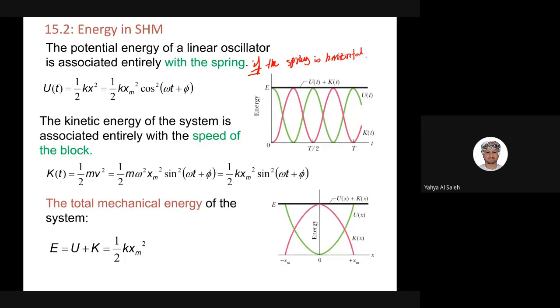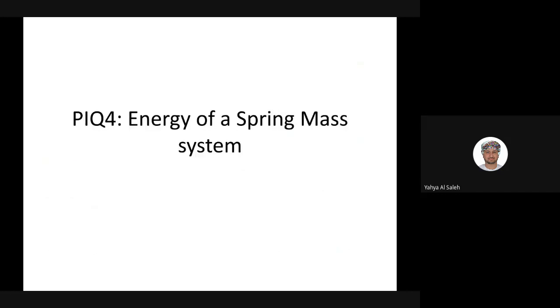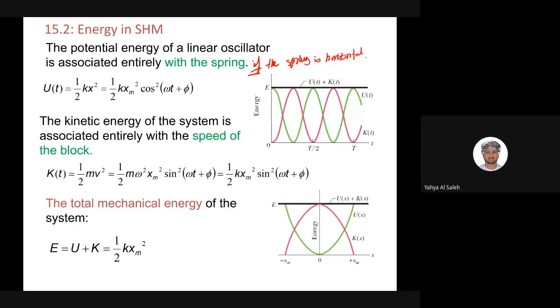What is cosine squared plus sine squared? Just one. So my total mechanical energy is going to simply be half k xm squared at any given point, because I'll have cosine squared blah plus sine squared same blah, and that is simply 1.